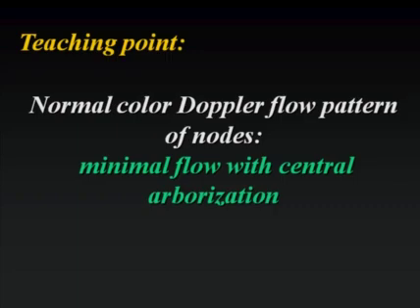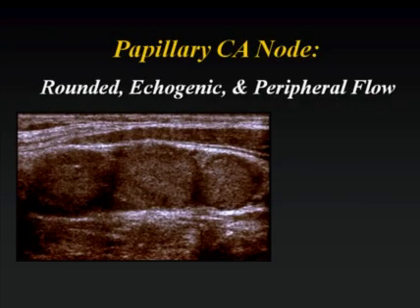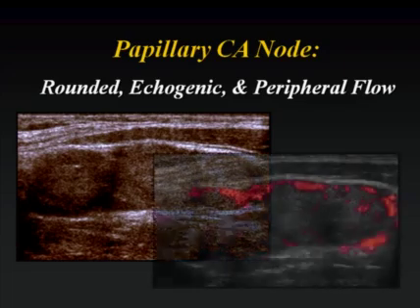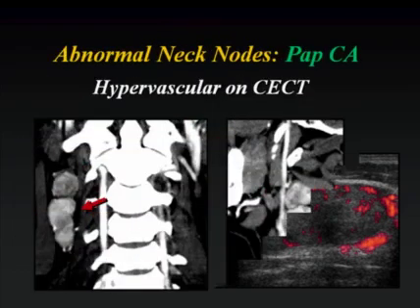Now, we've made the point that the normal Doppler flow pattern is a central pattern that's often very minimal in normal patients. And here you can see increased echogenicity. Notice how rounded the nodes are compared to the strap muscles. These nodes have increased echogenicity and have really a striking degree of peripheral flow. So here's an example where the color Doppler and the morphology and echogenicity all point to abnormal lymphadenopathy. And these are nodes that are just stacked up each other in level 3 along the jugular vein.